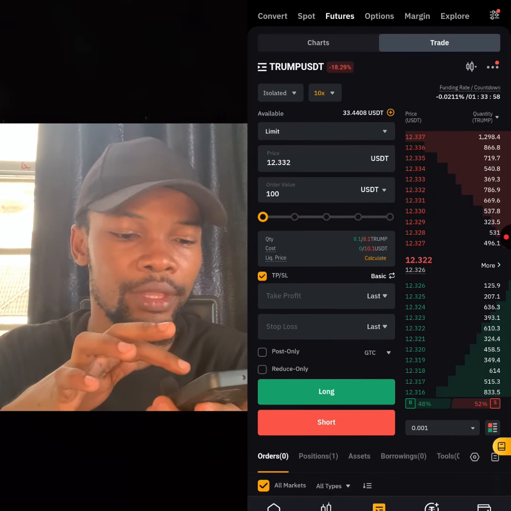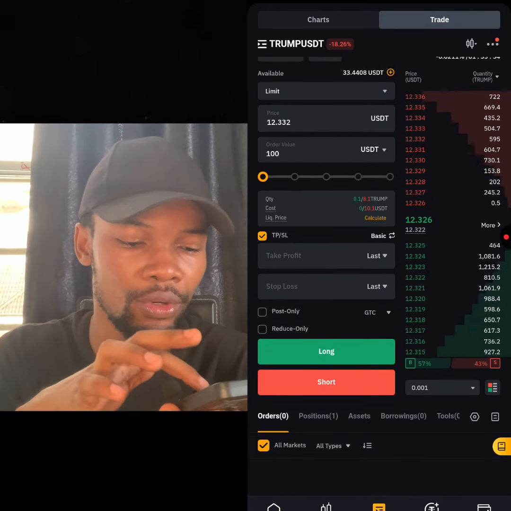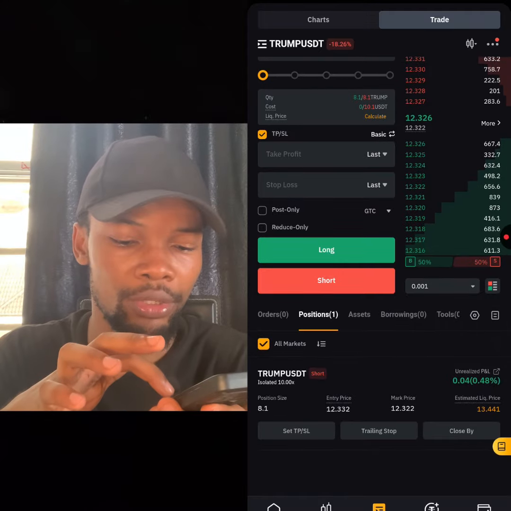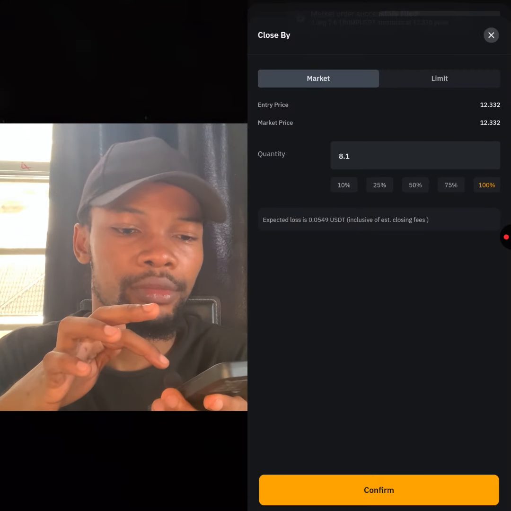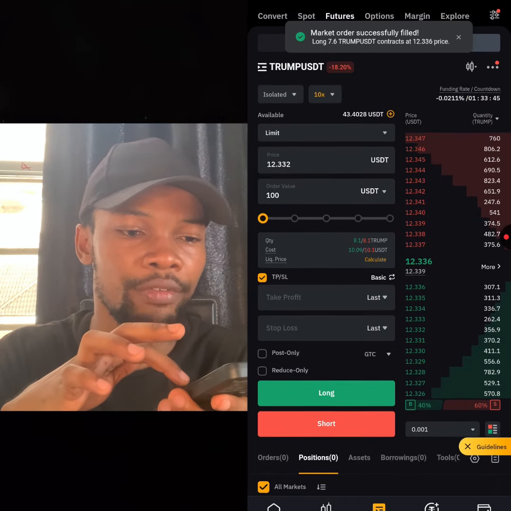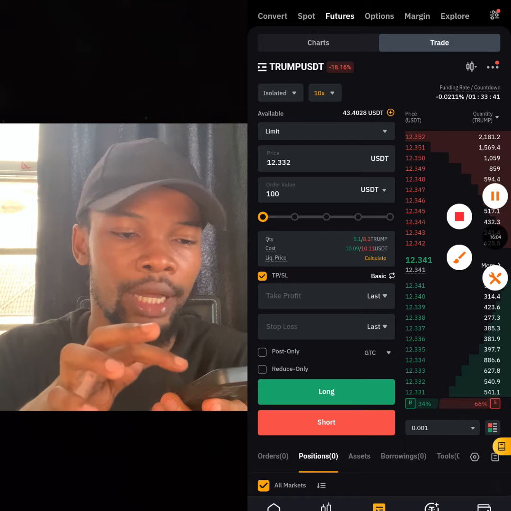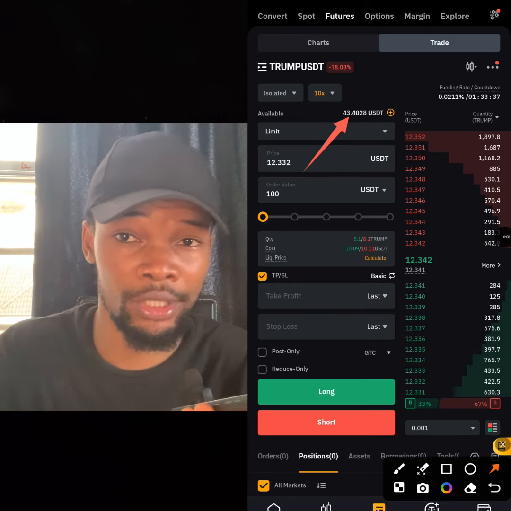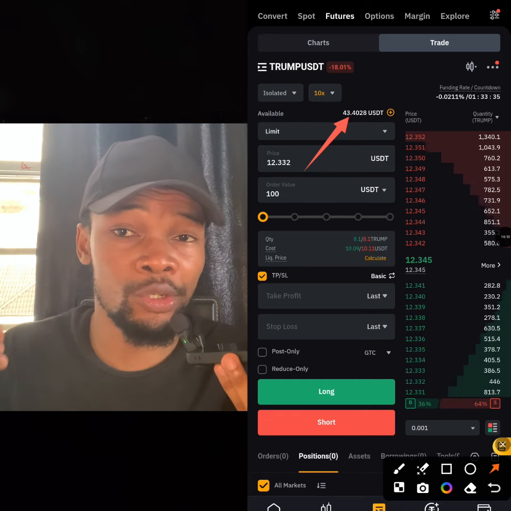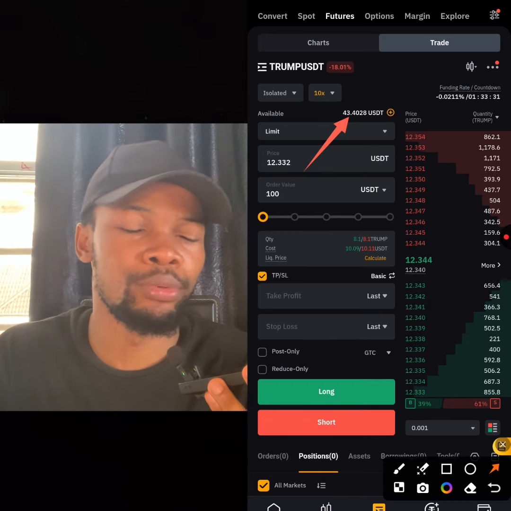So you can see that my balance will be added shortly, and of course this is my position. I'm going to click on close and confirm close. So guys, you can see I've closed for my profit, and I started with 43.3. Now I have about 43.4, which means I made just 0.16 dollars in the process.